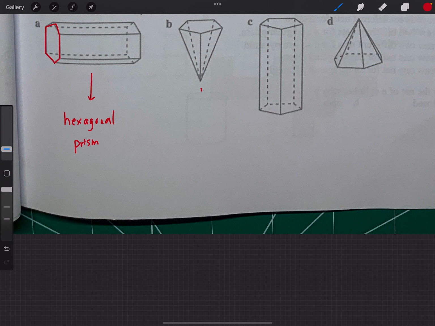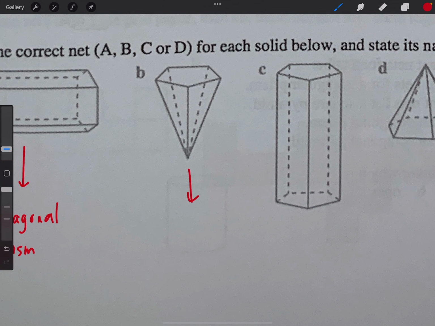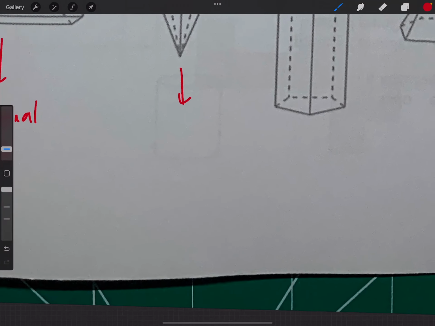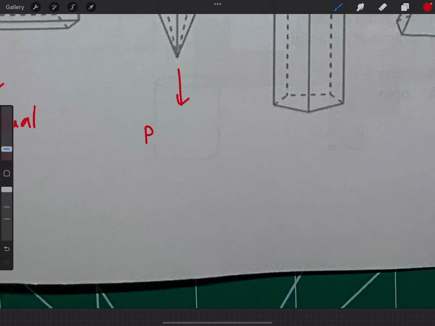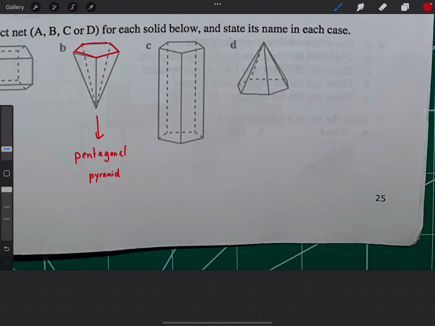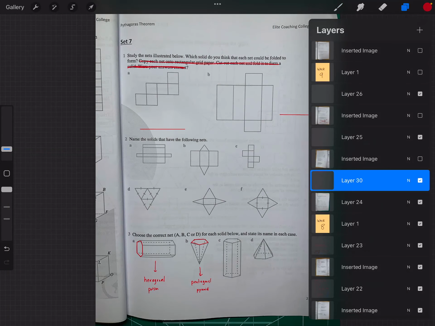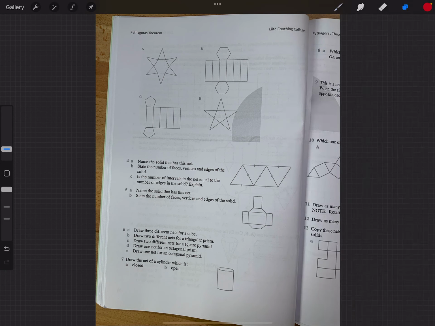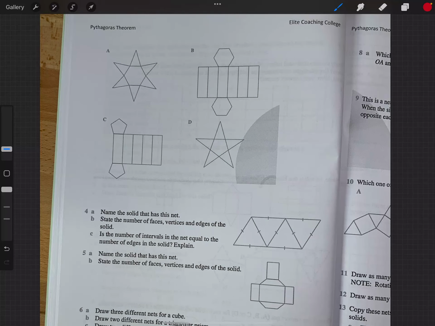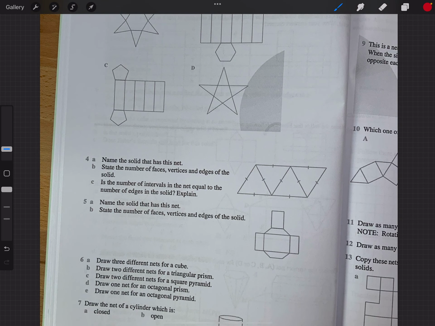And we know this one's something pyramid, so let's count the size of the base. 1, 2, 3, 4, 5. It's got 5 sides, so we know a 5-sided shape is usually called a pentagon, so this is a pentagonal pyramid. I'll leave the rest to you. Okay, next page. Again, this is the same thing, just name the nets and imagine if you fold all the sides up, what solid would you get?